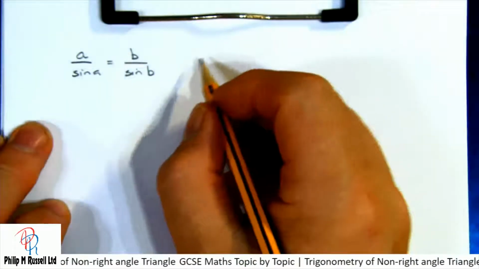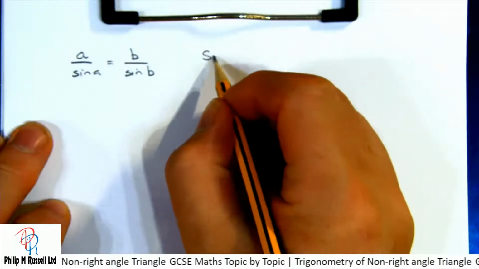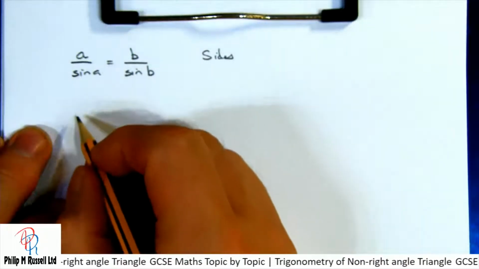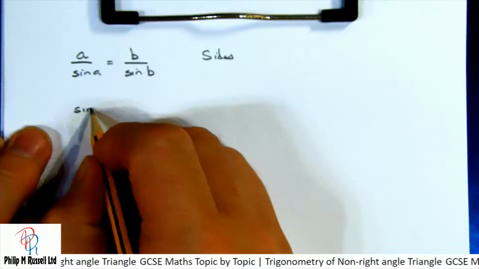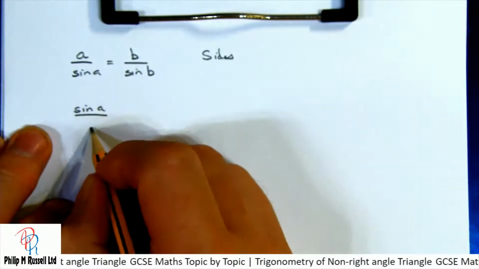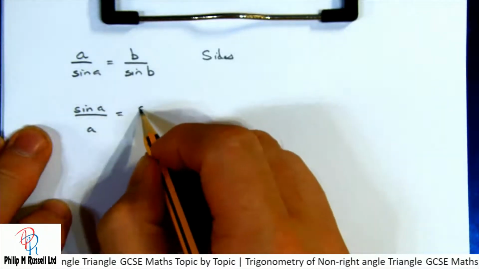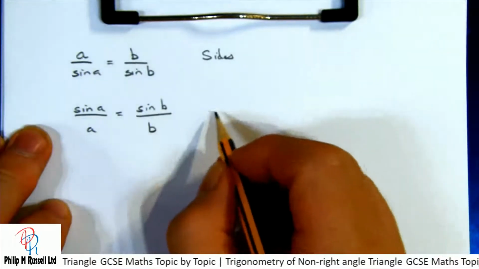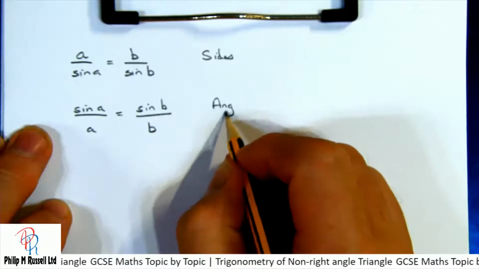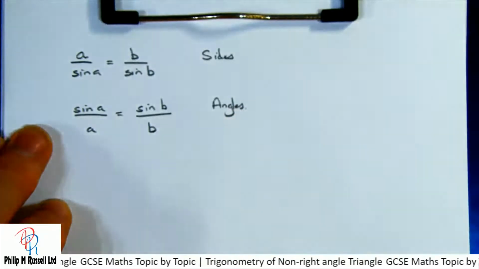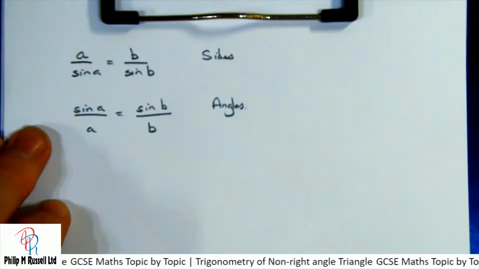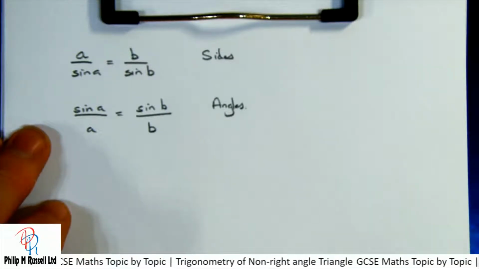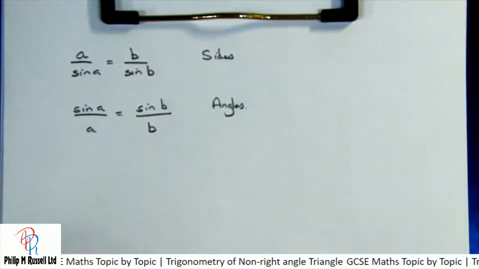And we use this when we're working out sides. Or I can flip this. I can have the sine of A over A equals the sine of B over B. And we can do this for working out angles. Let's have a look at trying to work out a side.